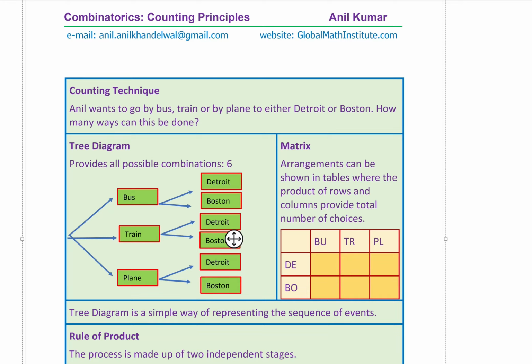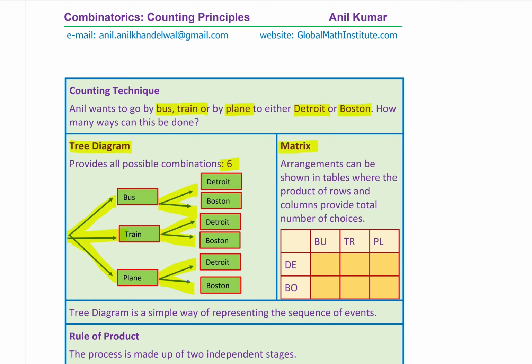We have an example here. Anil wants to go by bus, train, or plane to either Detroit or Boston. How many ways can this be done? There are three ways of transport: bus, train, and plane, and there are two destinations, Detroit and Boston. Now, how many combinations do we have here? You could solve this question using a tree diagram as shown here. These are the three options and then the two cities, and that clearly gives you in all six options, right? So we have six ways of meeting this target.